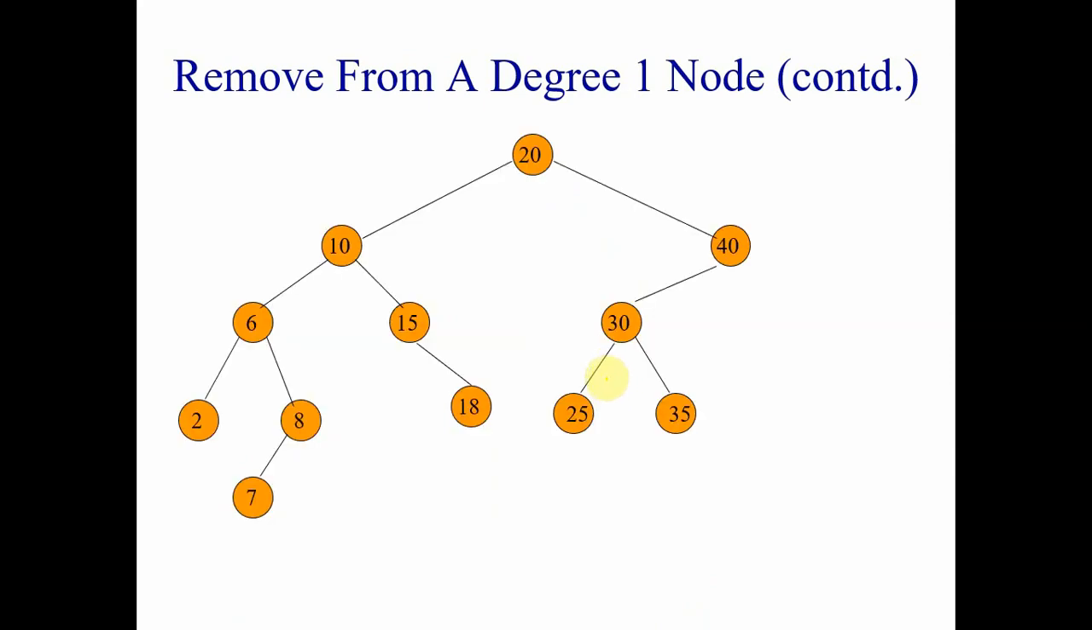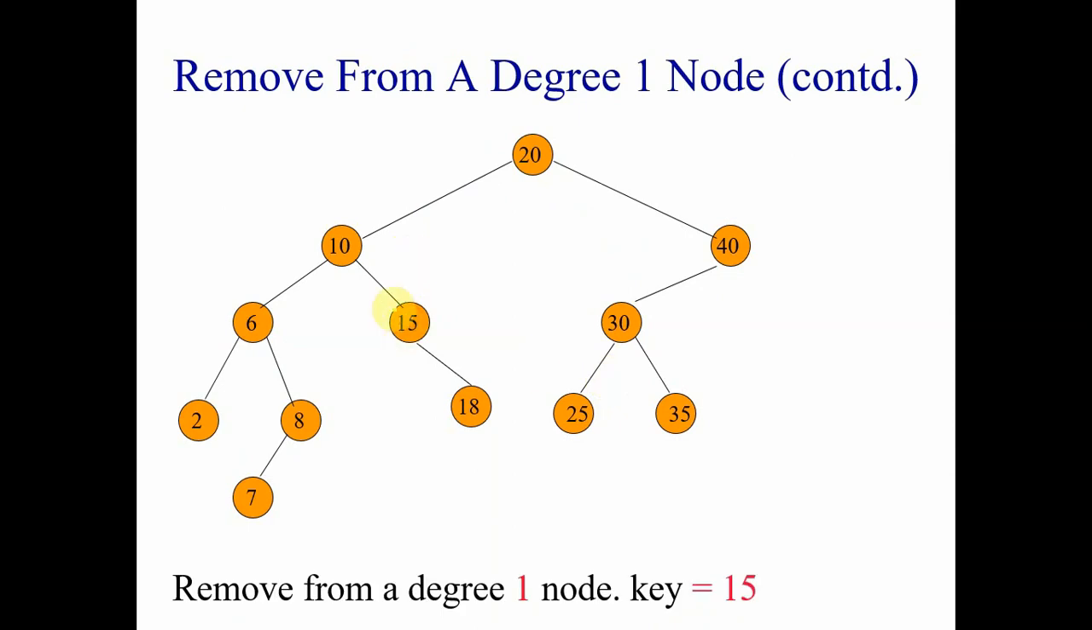Let's say another example. Okay, we would like to remove 15. So the case is like this. Again, we would like to build a link from 10 to 18, and then when you break this edge between the 10 and 15, then you can have the tree structure for BST preserved.